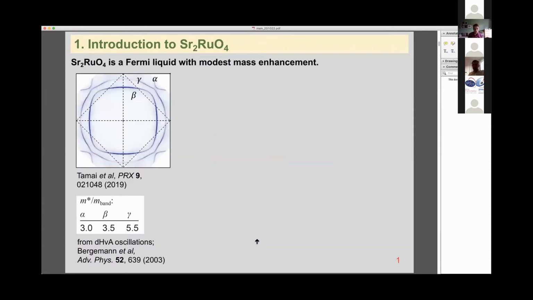So a quick introduction to strontium ruthenate. It is a Fermi liquid with modest mass enhancement. It has 3 Fermi surfaces, alpha, beta, and gamma. So the mass enhancement is about 3 for the alpha and the beta sheets, and then the enhancement over the bare band value is about 5.5 for the gamma sheet. So the gamma sheet is the most strongly correlated.